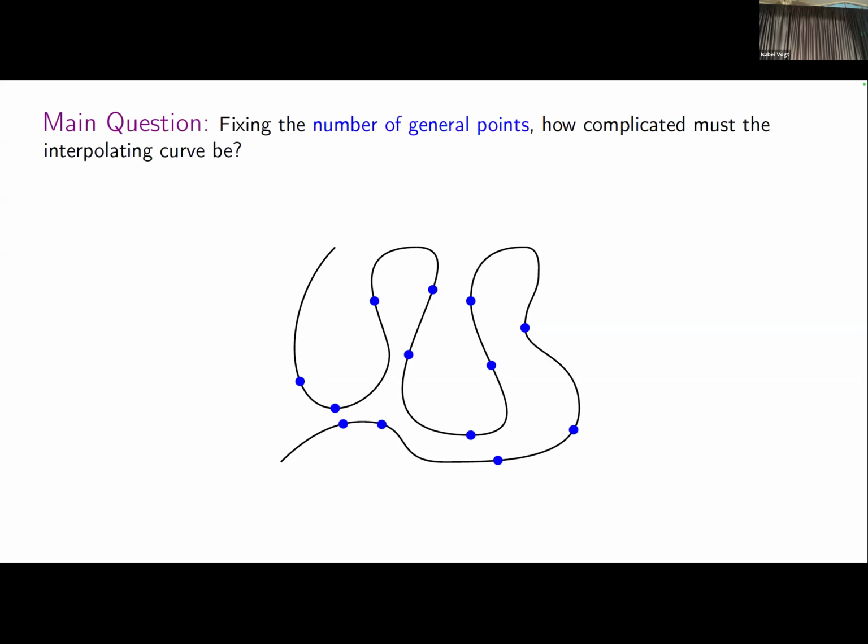And the question we're going to ask is, if we fix the number of general points, then how complicated must the interpolating curve be? I think it's probably intuitive to all of us that as you ask a curve to pass through more and more general points, it has to become more and more complicated. But to quantify this, we're going to flip the problem on its head and say that if we fix the type of curve, which bounds its complexity, then what's the maximum number of general points that that class of curves can interpolate? Is the question clear to everyone?